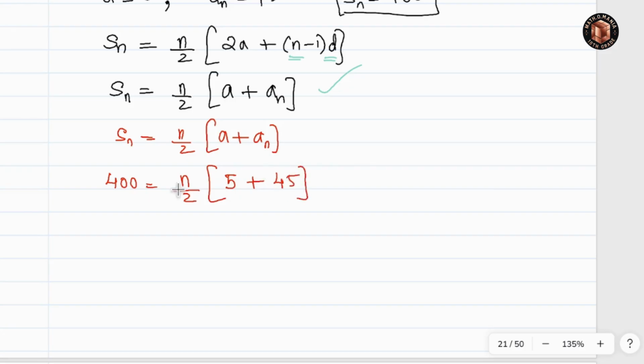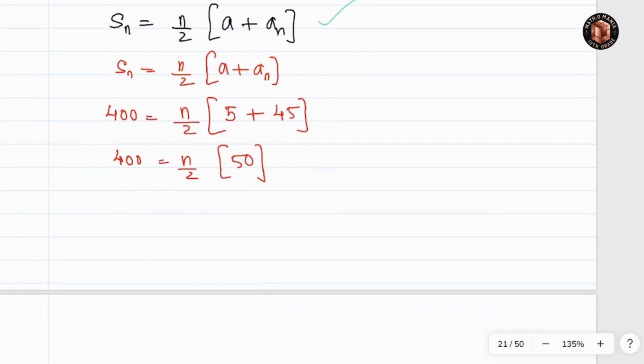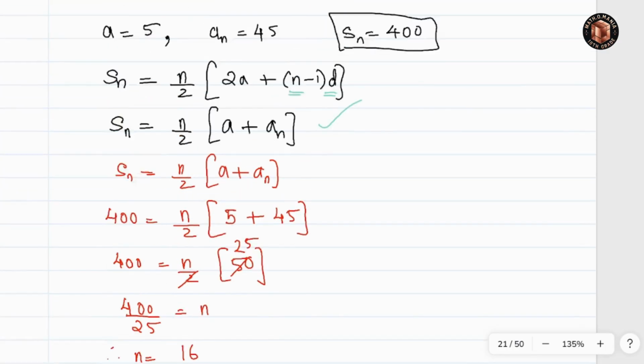Therefore, what we can do now? Here 400 equal to n by 2 into (45 plus 5), which is equal to how much? It is 50. Now what we can do? This 2 and 50, I can cancel it and make it 25. That is 400 divided by 25 equal to how much? n. From there, n equal to 16. Now I got the value for n.